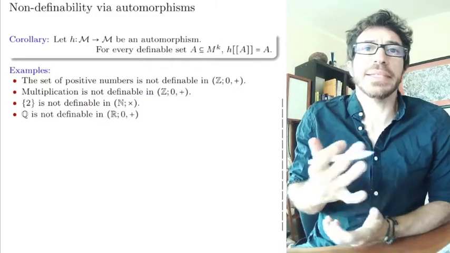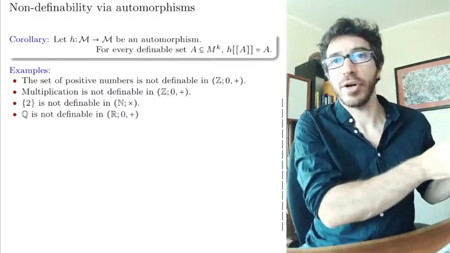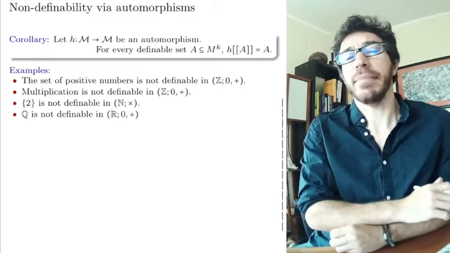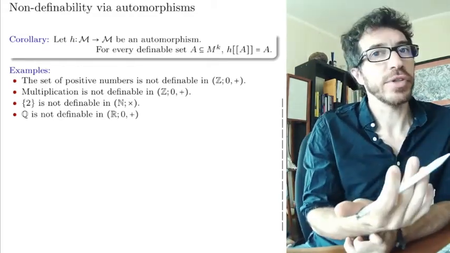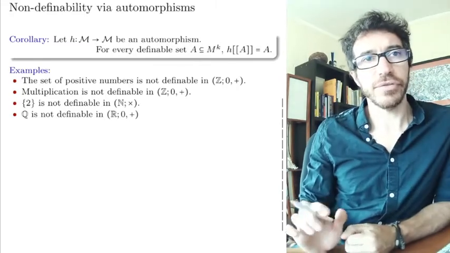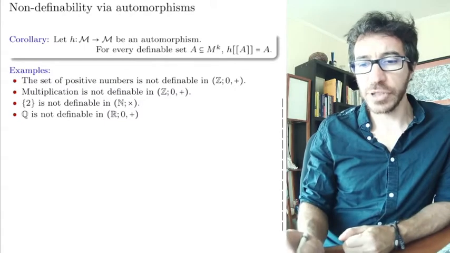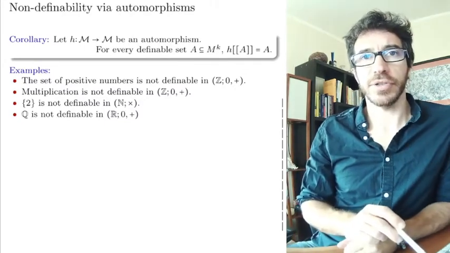I mean, there might be non-definable sets that are preserved under some automorphisms, but not others. There are sets that are preserved under all automorphisms, and still they might not be definable. So this is not an if and only if, but it goes in that way. If you are definable, you must be preserved under automorphisms.